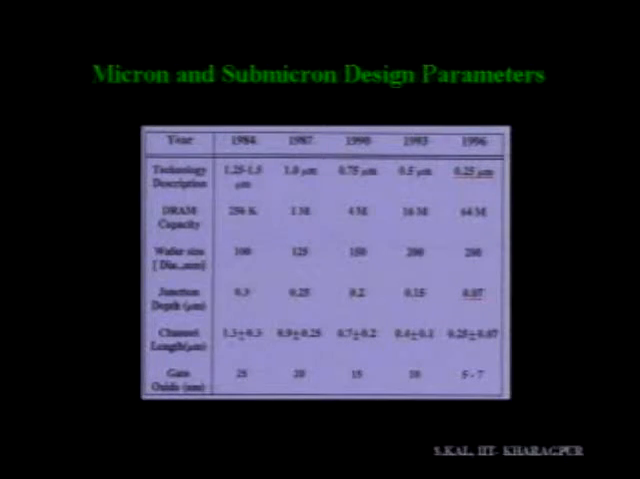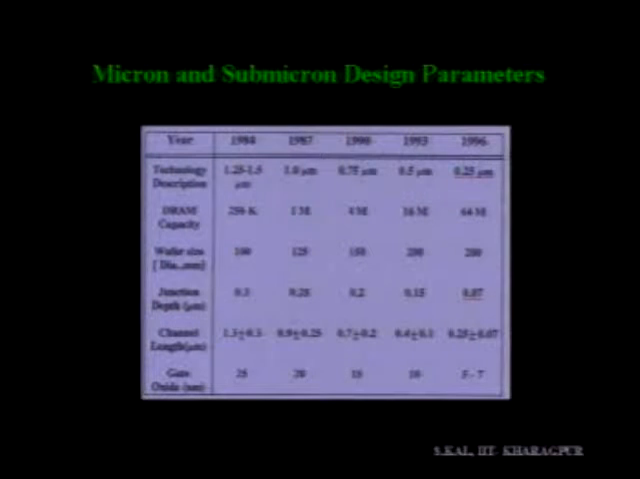Typical junction depth of the ICs or transistors which were fabricated in 1984 was around 0.3 micron. And that 0.3 micron in 1990 came down to 0.2 micron. And now you see in 1996, the junction depth is 0.07 micron. That is 70 nanometer. So from 0.3 micron it has reached 0.07 micron. And now it is further less than 0.07 micron, because this 0.07 is the data of 1996.